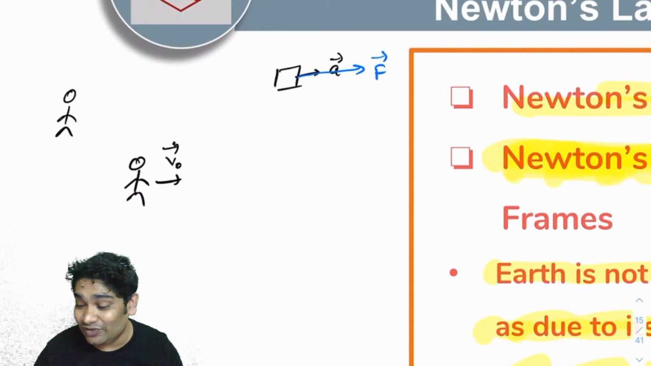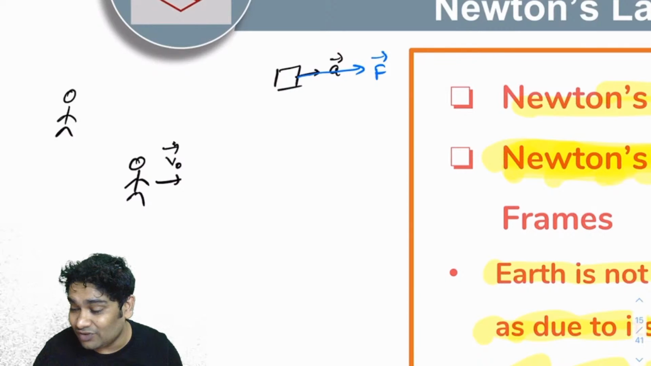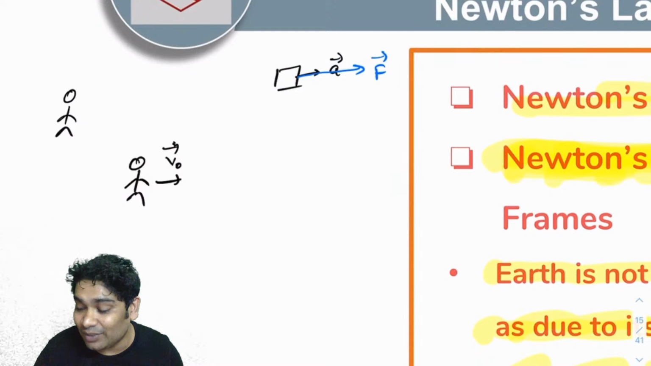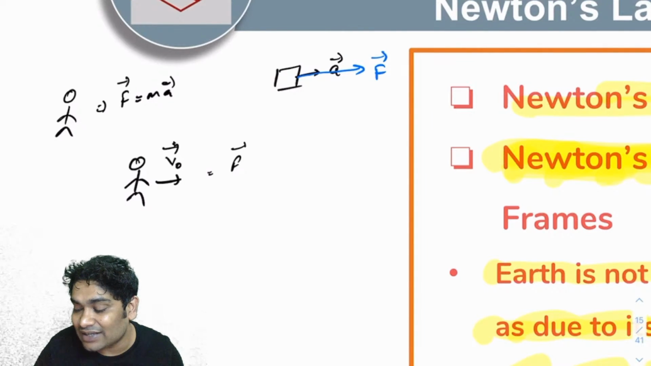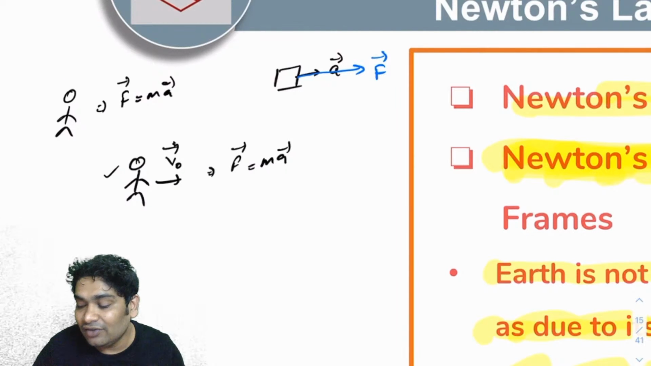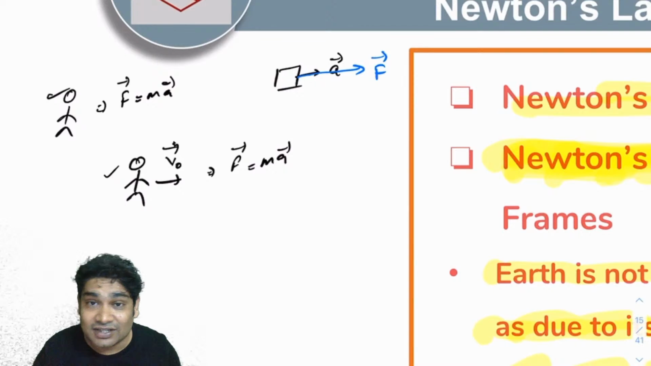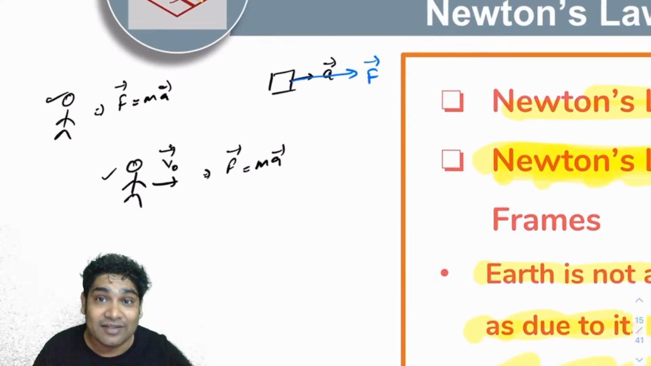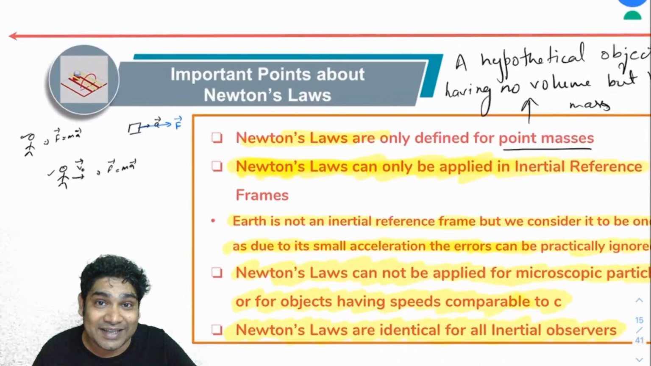So first, this is also very important for all inertial observers. The equation of Newton would remain the same. This guy would also use this equation, F equals ma. This guy would also have the exact same equation. So you should remember this. For all inertial observers, the equations of Newton's laws never differ. They are always the same.